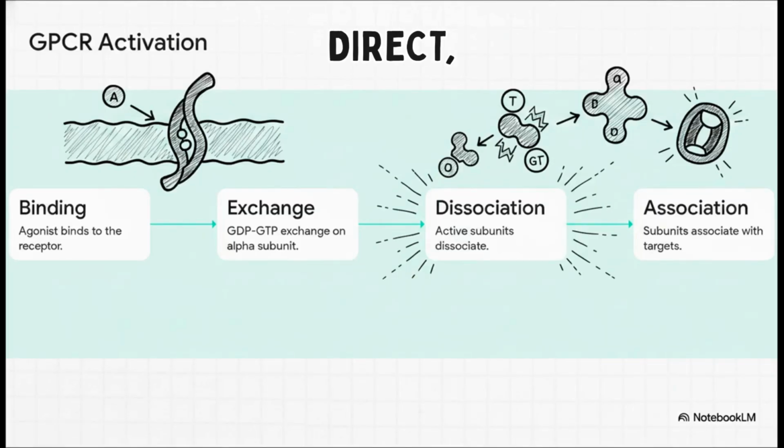Now, unlike the direct millisecond-fast ion channels we just looked at, GPCR signaling is a multi-step, moderate-speed cascade. Step 1, the agonist binds. Step 2, this triggers a really profound conformational change inside the cell, causing a GDP to GTP exchange on the G protein. Step 3, this newly active G protein splits into an alpha-GTP subunit and a beta-gamma complex. And finally, step 4, these active subunits go off hunting to associate with their specific cellular targets, like enzymes or other channels, to drastically amplify the signal.